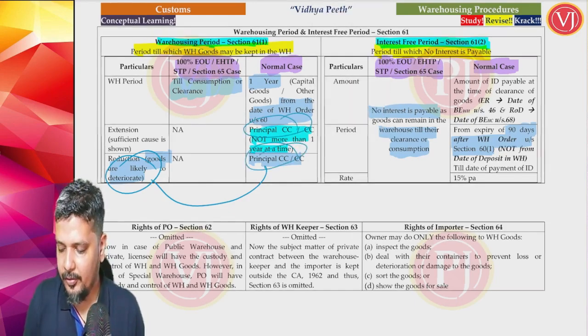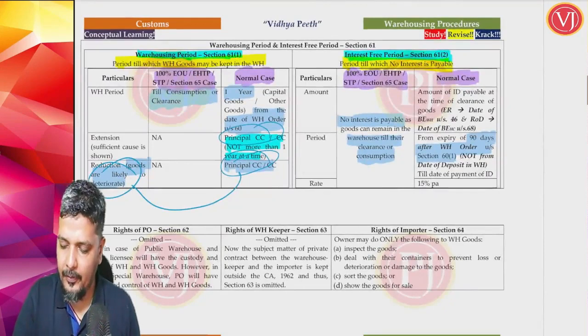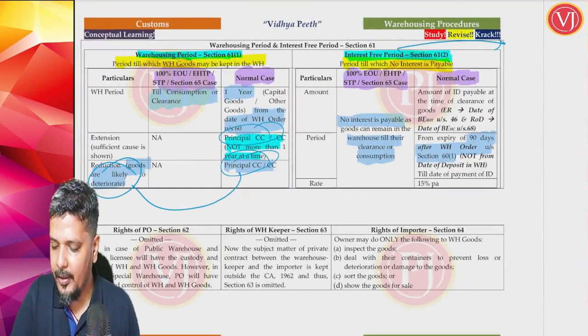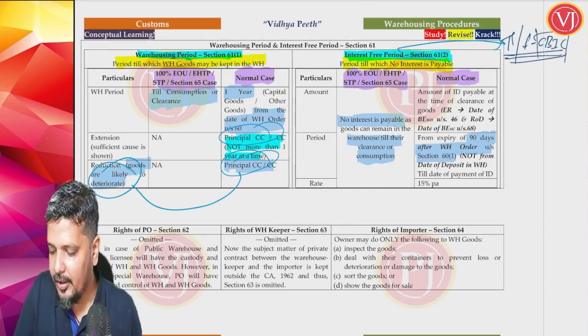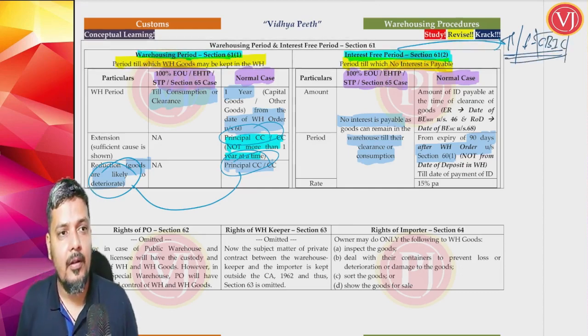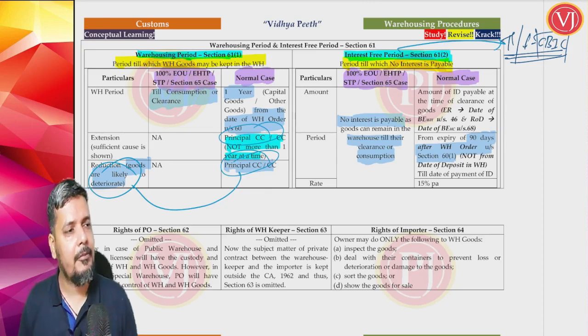Interest free period can also, technically speaking, if you see the provision, be increased or decreased, but not by principal commissioner. It can be done by CBIC, the higher authority. Normally it doesn't happen, but theoretically, it can be done by CBIC.